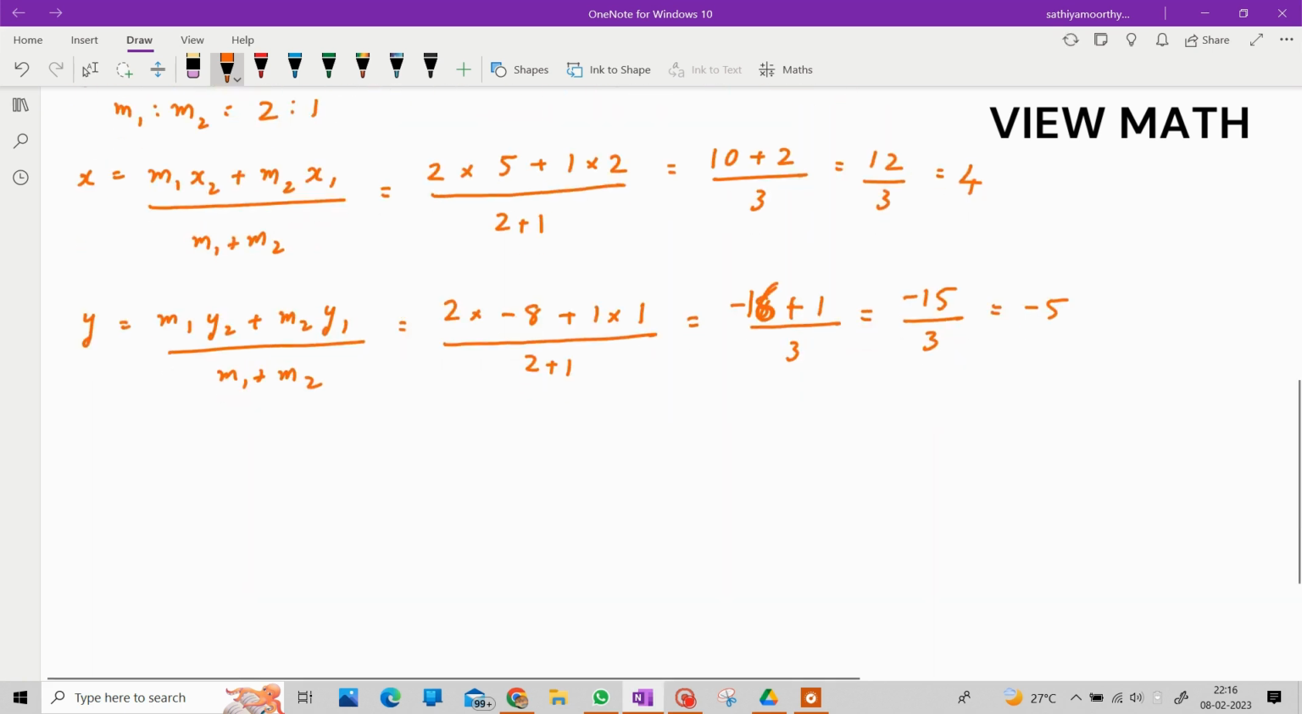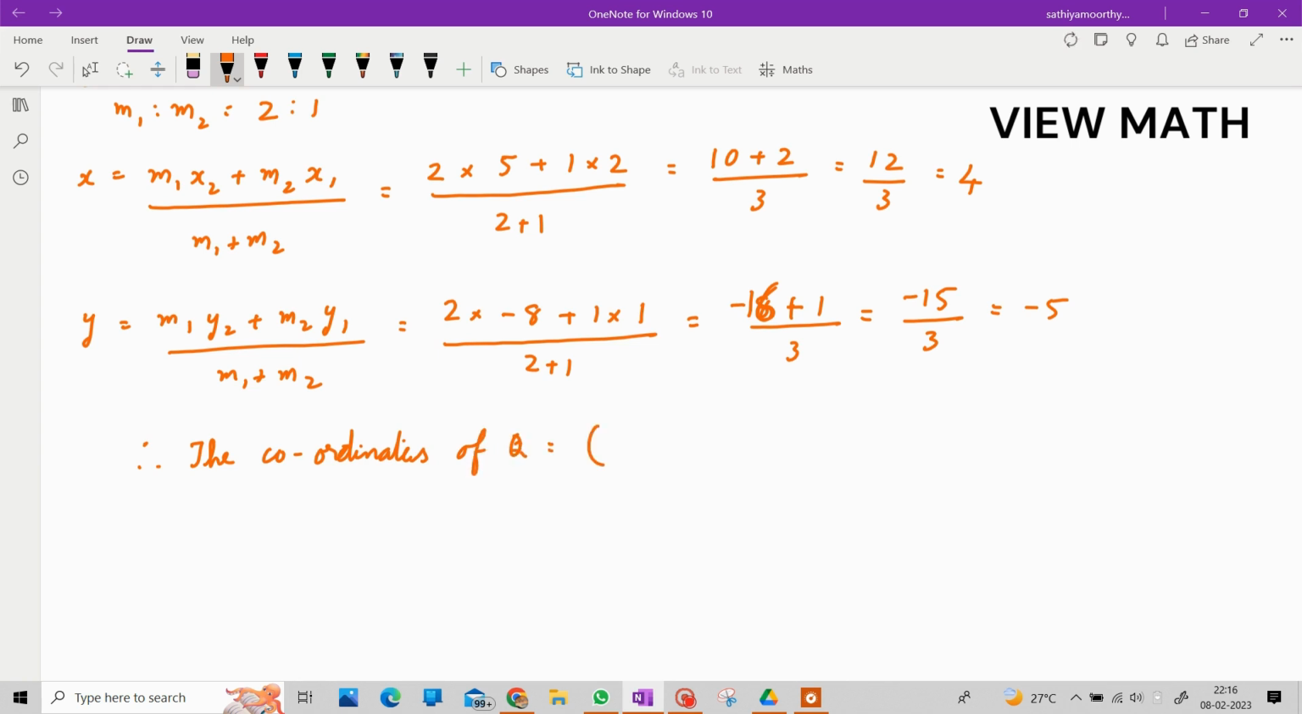Now we have found out the y coordinate. Therefore, the coordinate of Q is equal to (4, -5). So this is the second part of the question. We have found out the other point of trisection. They have asked for Q, the other point of trisection, and we have found it, which is equal to (4, -5).